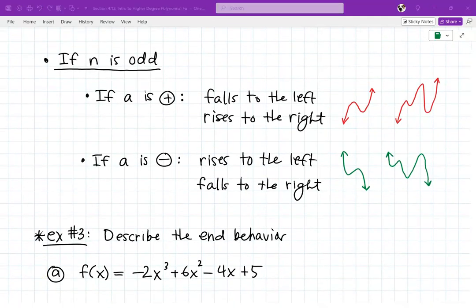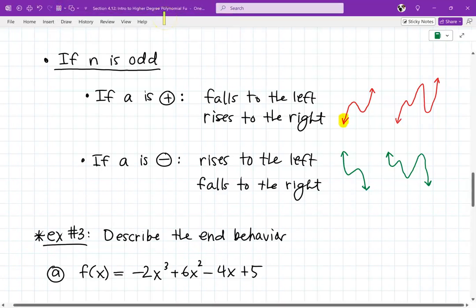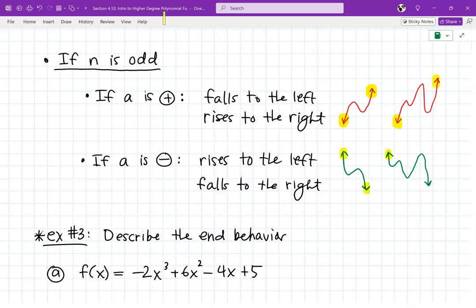Now, if your degree is odd, some other stuff can happen. If n is odd, we have a different situation. The endpoints, by the way, if you're wondering what the heck is he talking about, I'm talking about this stuff right here, guys. The endpoints, the arrowheads. Which way are they going? So these are the endpoints right there. That's the behavior of those.